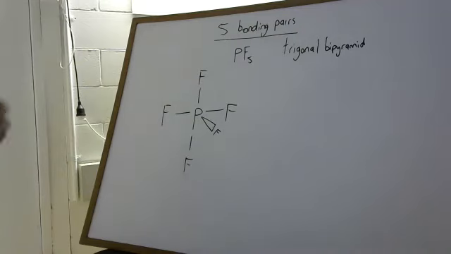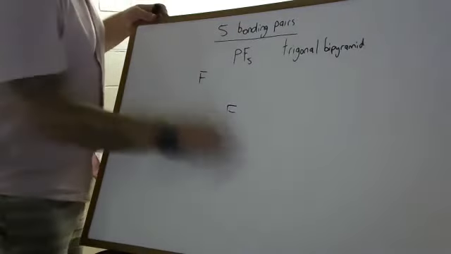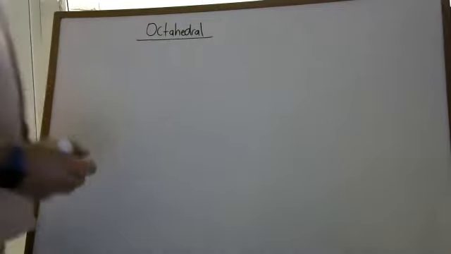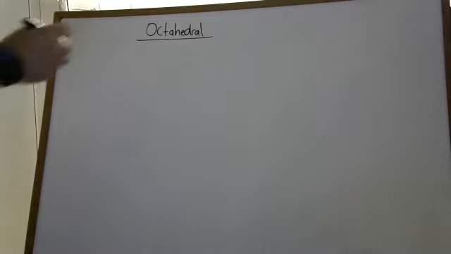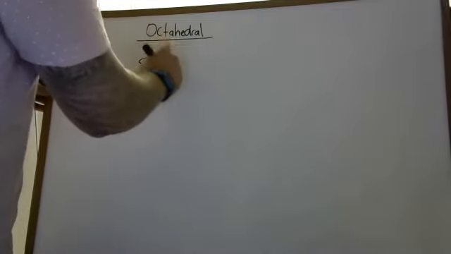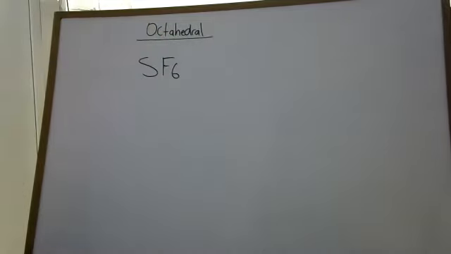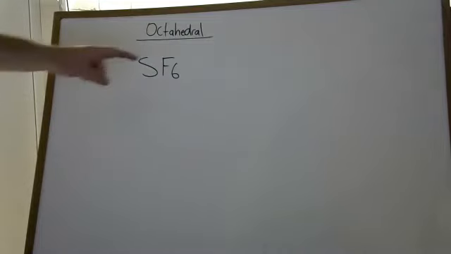Right, we have one more. It makes a strange shape. And that shape is octahedral. So if we have something in group 6, like sulfur, we have SF6. How do I know it's got 6 bonding pairs? Because there's 6 fluorines attached to one sulfur.